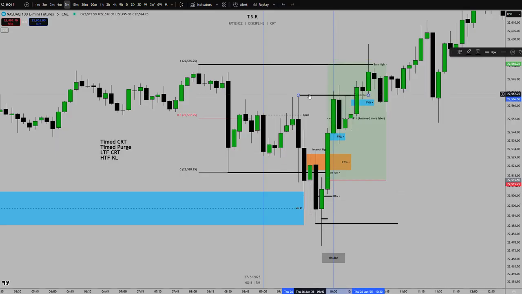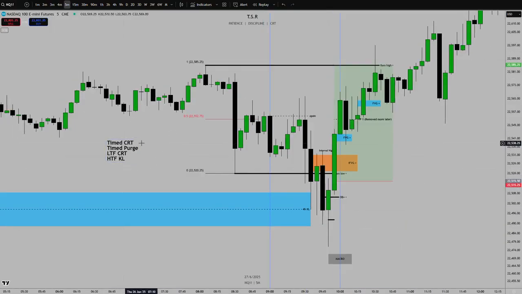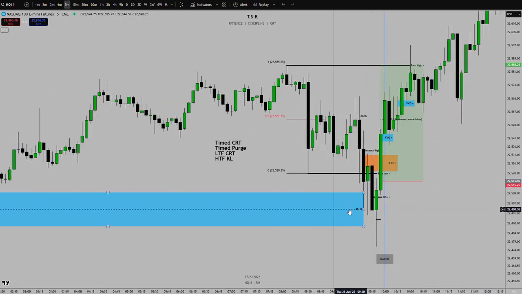Okay. Now, I'll remove the 15-minute and 5-minute CRT just because it's crowding up the chart and there's no point in having this out right now. We understand there is a lower time frame CRT within that higher time frame CRT. Now, we are just missing that key level, which is what? 4-hour fair value gap. That's perfect. Everything is in alignment.